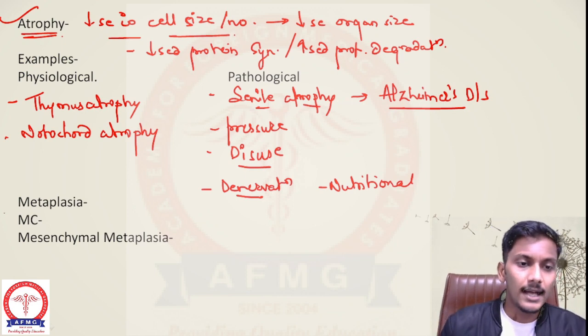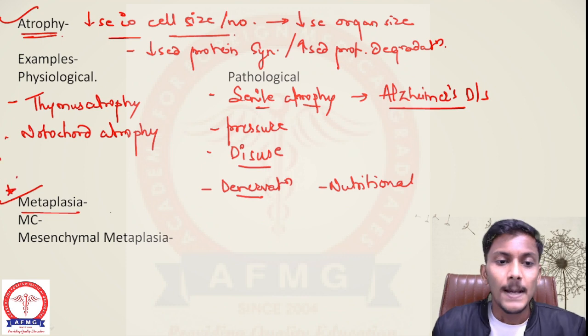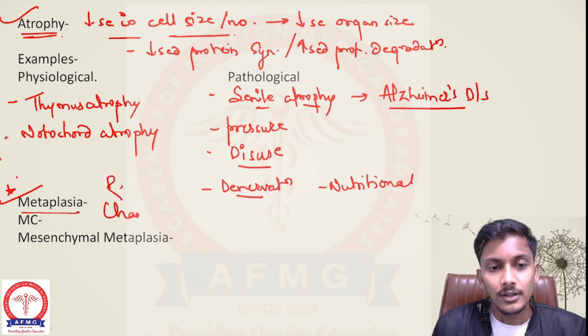Now coming to the last cellular adaptation that we need to discuss, and that is metaplasia. So what is metaplasia? Important one. Questions have been asked on the definition of metaplasia even. So please remember, metaplasia is, first of all, the most important word to be remembered, a reversible change.